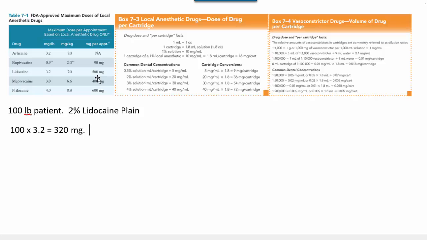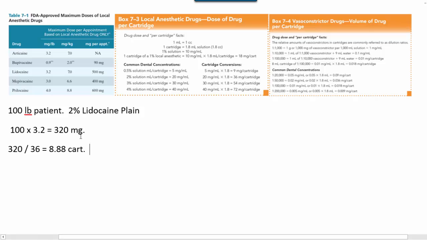But how many carpules is that? So to convert that to carpules, we see that in box 7.3, and lidocaine is 2%, we see that for a 2% solution, there are 36 milligrams of drug per cartridge. So if she can have 320 milligrams, we're going to divide that by 36, and that comes out to 8.88. So she can have 8.88 cartridges of 2% lidocaine plain.